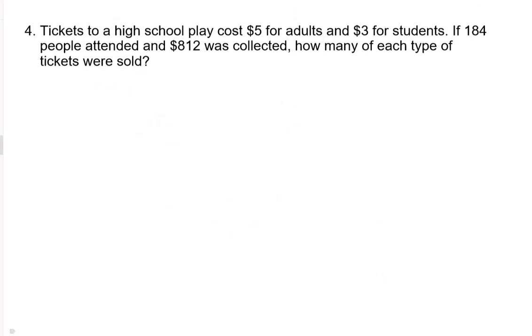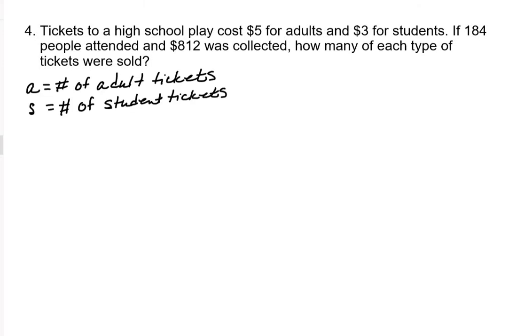Okay, problem 4. Tickets to a high school play cost $5 for adults and $3 for students. If 184 people attended and $812 was collected, how many of each type of tickets were sold? So I want to know how many adult tickets were sold and how many student tickets were sold. Those are my 2 unknowns, so that's going to help me identify my variables. So A is the number of adult tickets and S is the number of student tickets.